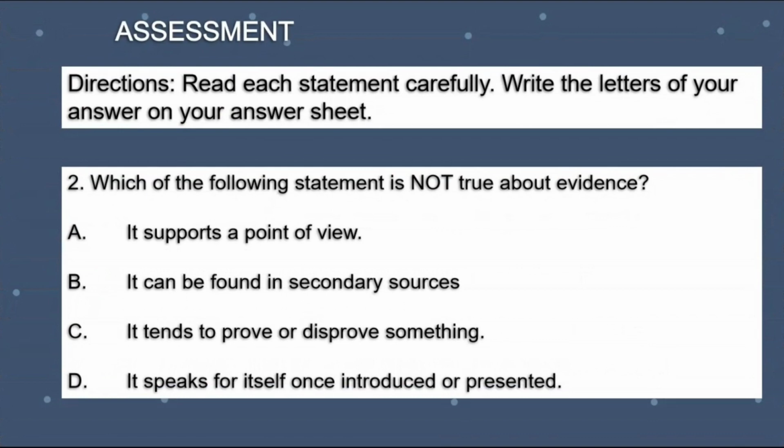Question number 2. Which of the following statement is not true about evidence? Letter A, it supports a point of view. B, it can be found in secondary sources. C, it tends to prove or disprove something. D, it speaks for itself once introduced or presented. Correct answer would be letter D. Right? Because again, A, B, and C is the definition of an evidence.